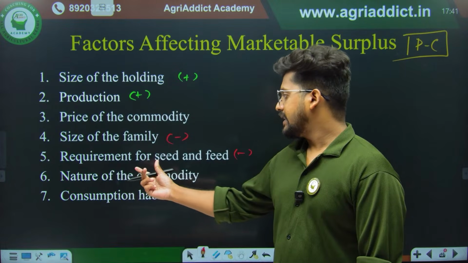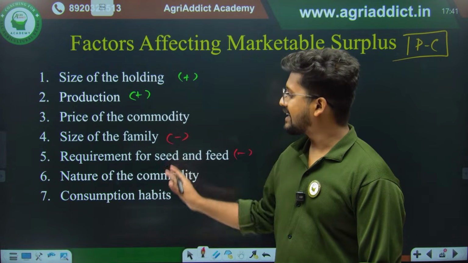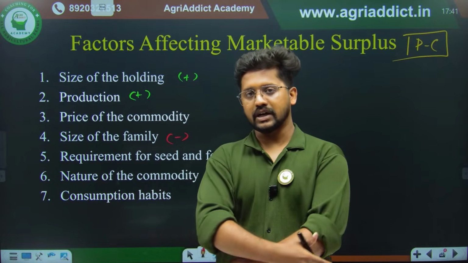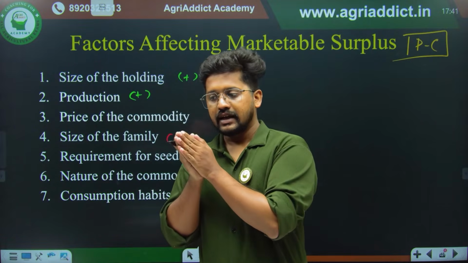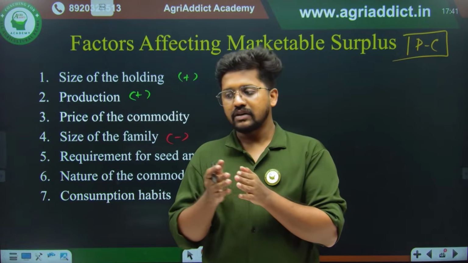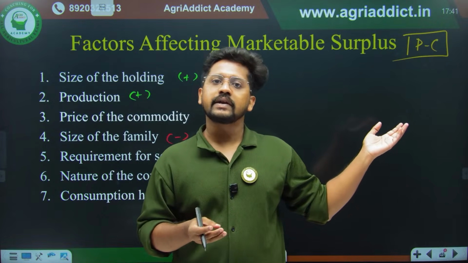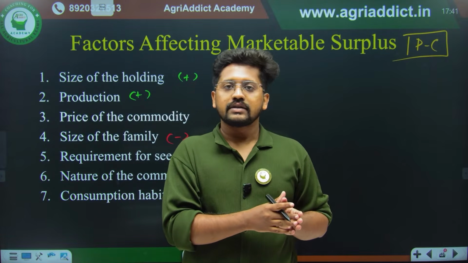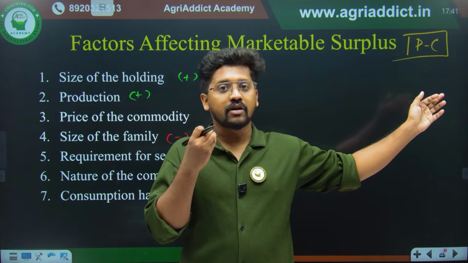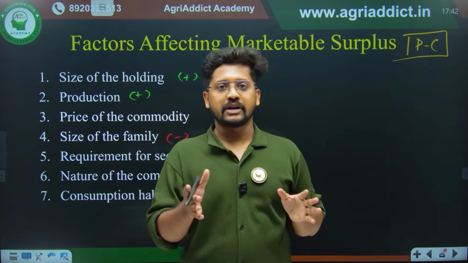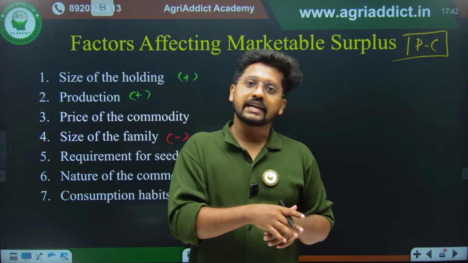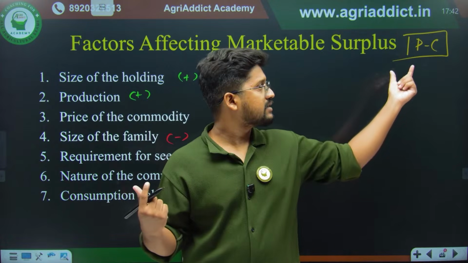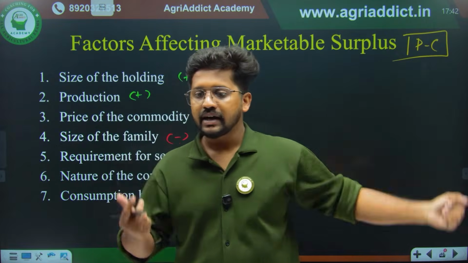Okay, sixth one, nature of the commodity. Here this is actually not directly related to a positive or negative relationship. It is about how the type of the commodity is going to affect your marketable surplus. For example, consider a food commodity versus a non-food commodity. When it comes to rice, yes, the total consumption expenditure includes the eating. But if you're considering a cotton farmer, the consumption expenditure will not include eating, right? It will be just for maybe seed purposes. So the consumption expenditure will be much less in the case of a non-food commodity. So as the commodity changes, marketable surplus is going to change. It will depend upon the commodity.